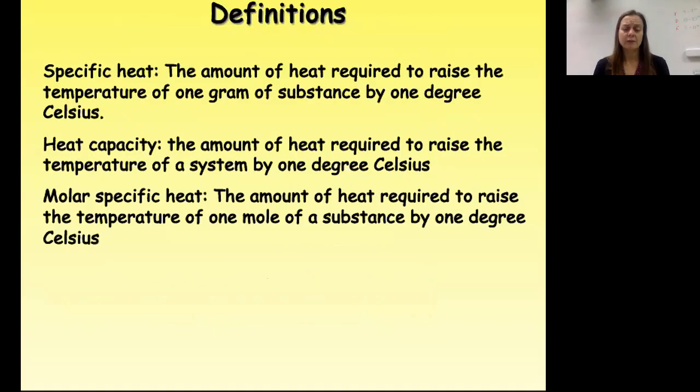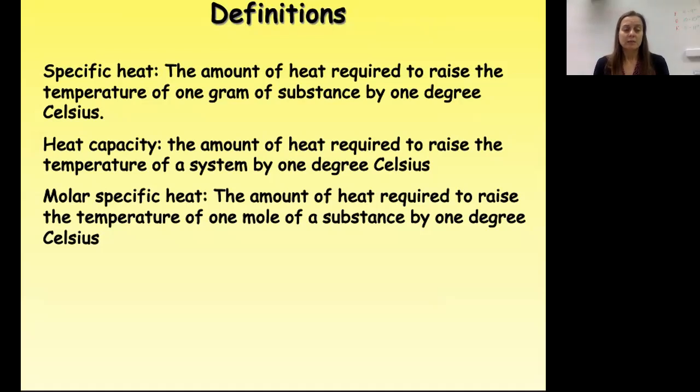All right, so let's define a few terms. We talked about specific heat in class today. It is the amount of heat required to raise the temperature of 1 gram of a substance by 1 degree Celsius. And both of those are exactly 1 gram and exactly 1 degree. So a specific heat has as many significant figures as is given to you.